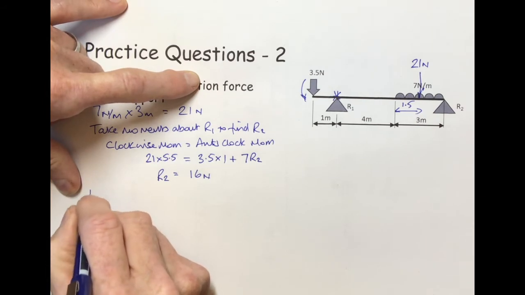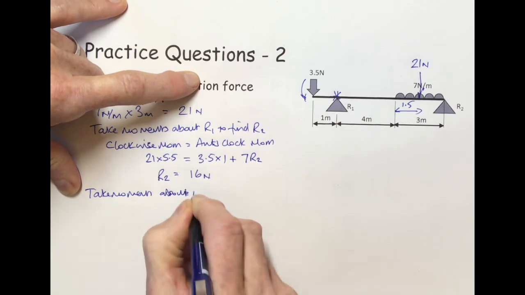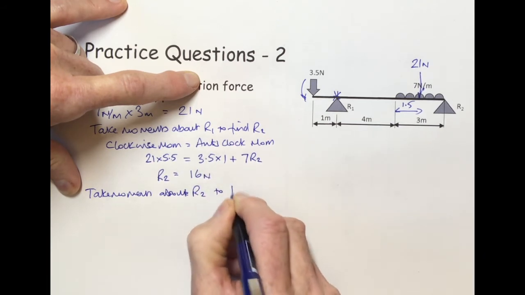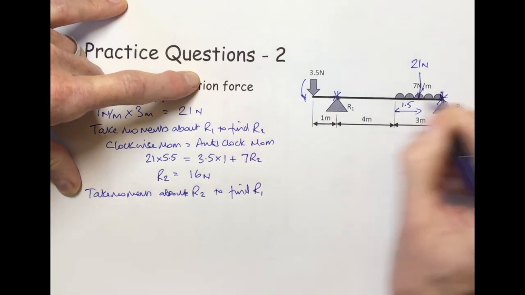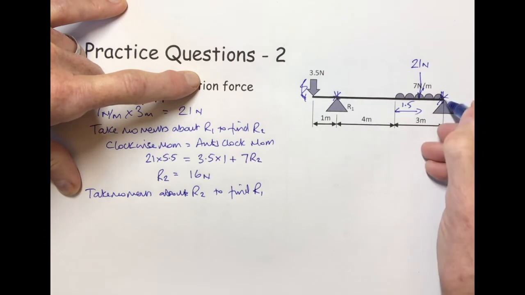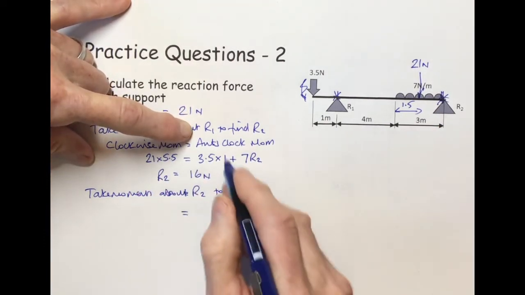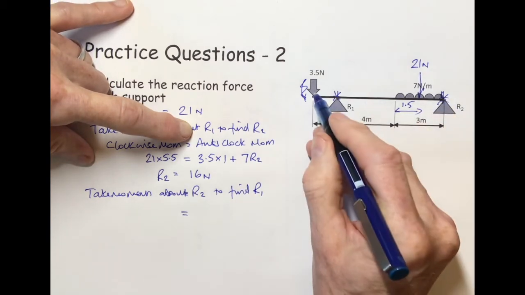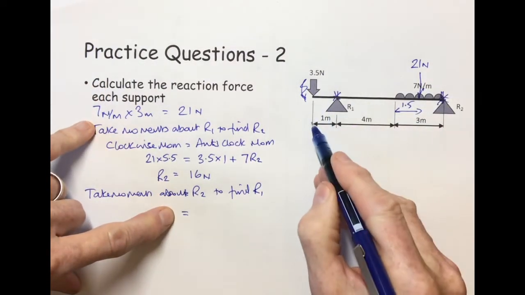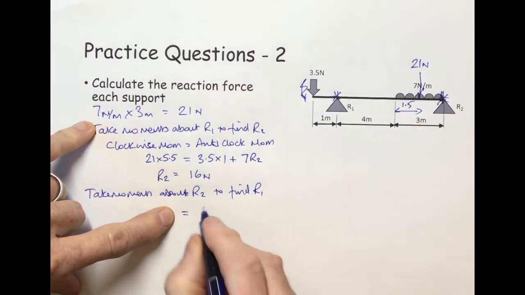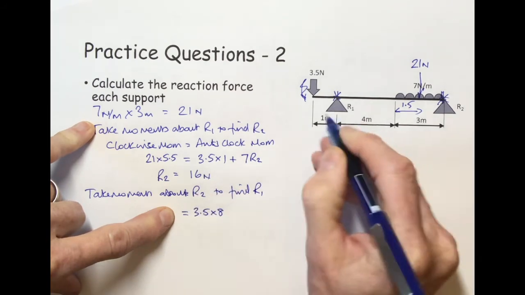Then take moments about R2 to find R1. So we're going from here now. Ignore that. So taking moments about here, we can say clockwise and anti-clockwise. So from here, this one here is going to act again in an anti-clockwise direction. So 3.5 times 8. So it's anti-clockwise, 3.5 times 8.